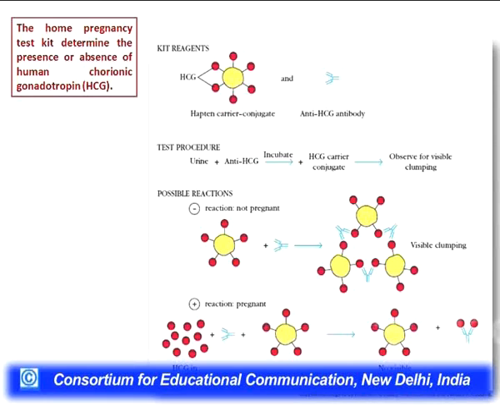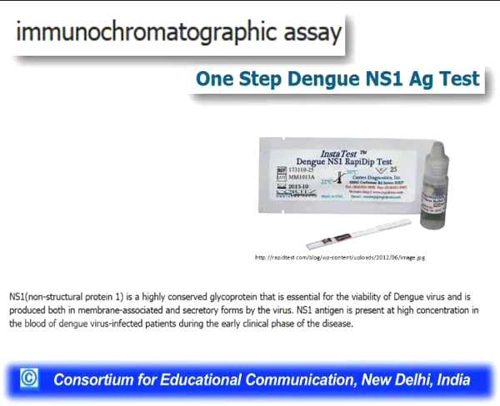So this is one of the basic kits which were developed based on this agglutination reaction, but now most of the pregnancy checking kits available in the market are based on ELISA, which we will come to subsequently. Now, one of the major diseases is dengue. The dengue checking kit is also based on the immunochromatographic assay.